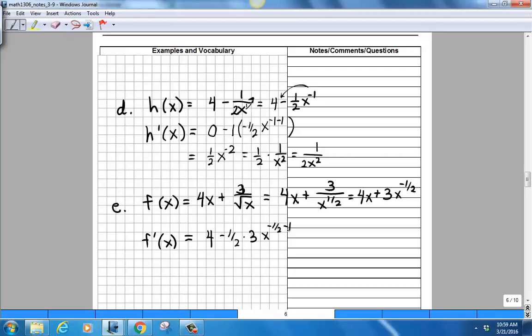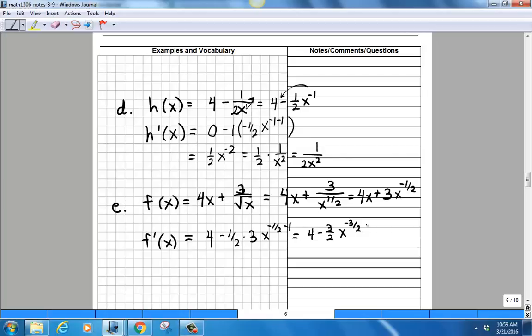So actually that is the rate of change, and the rest of this now is just all making this look prettier. So we have 4 minus 1/2 times 3 is 3/2. And then we have x to the minus 1/2 minus 1. How much is that, Zena? Negative 3/2, exactly. So that's a little bit better. If it's on a test, you're getting a few more points there, from this step to this step.